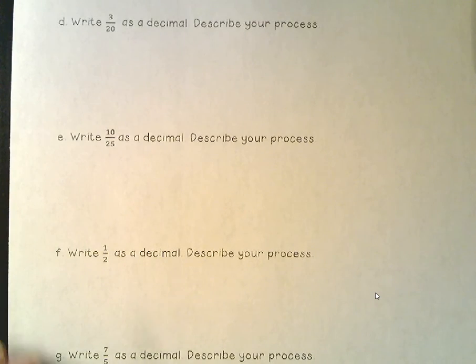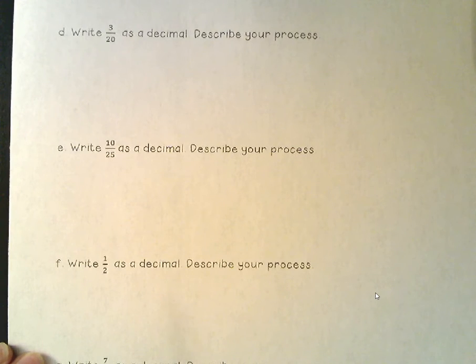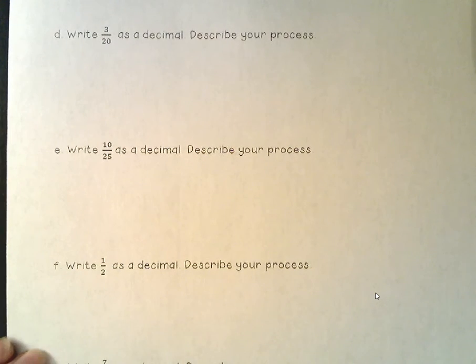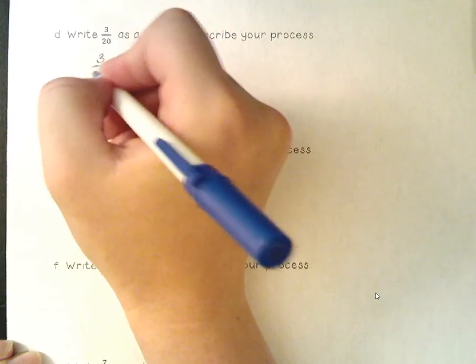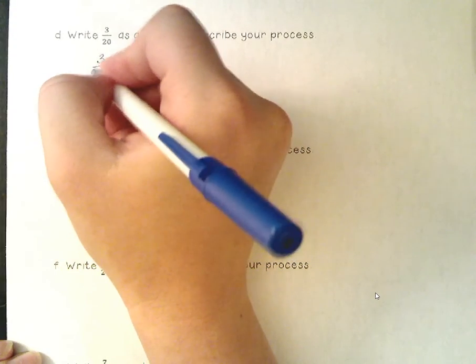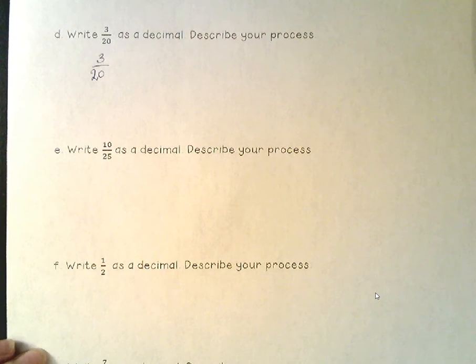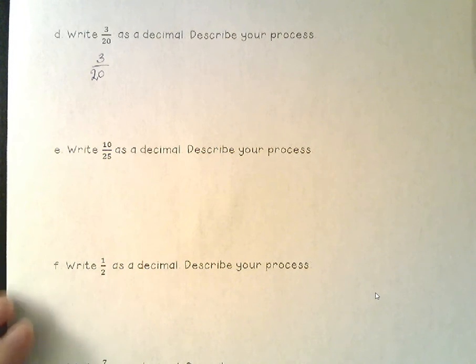Write 3/20 as a decimal. Describe your process. Okay, so how do I write 3/20? Because 20 is not a power of 10. Powers of 10 are 10, 100, 1000, right? We have to have tenths or hundredths or thousandths to be able to write it as a decimal. So what can I do to make it hundredths or thousandths or tenths?